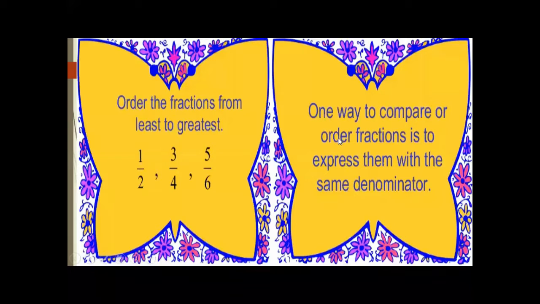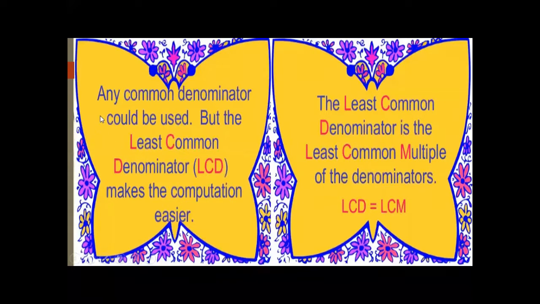One way to compare or order fractions is to express them with the same denominator. It means that we will make the same denominator here. Any common denominator could be used, but the least common denominator, LCD, makes the computation easier. The least common denominator is the least common multiple of the denominators. It means least common denominator is also equal to least common multiple.